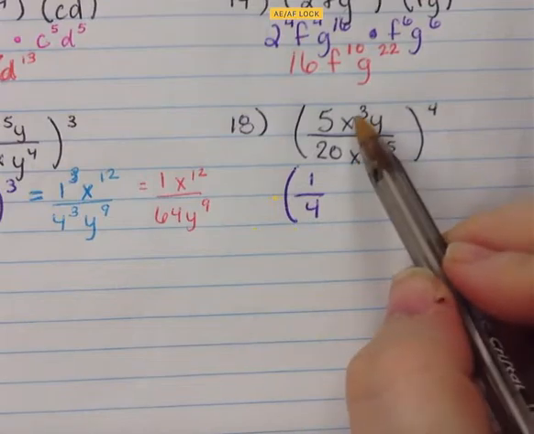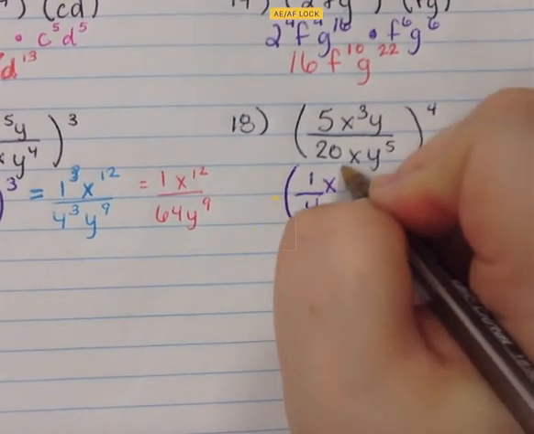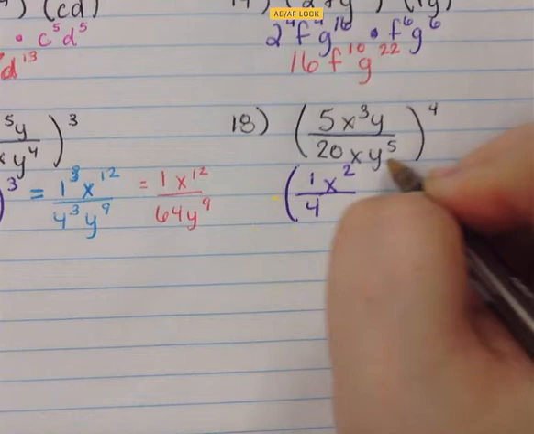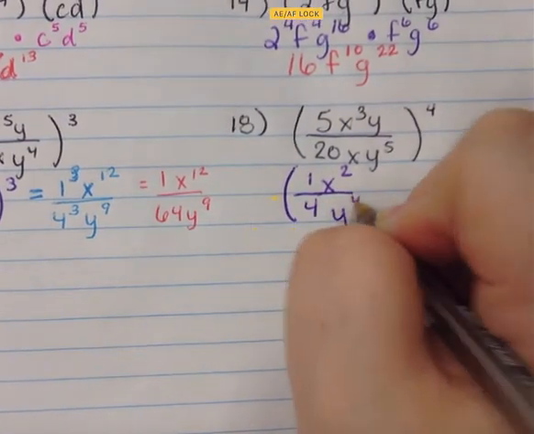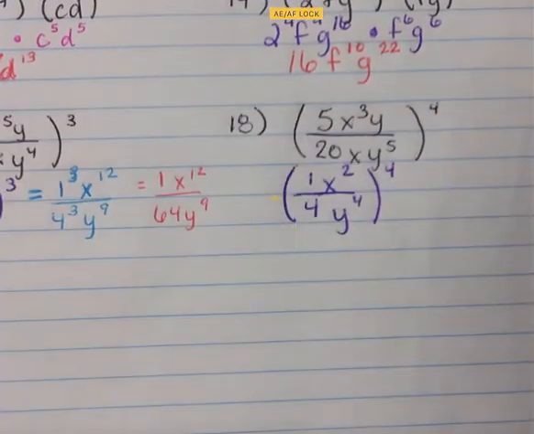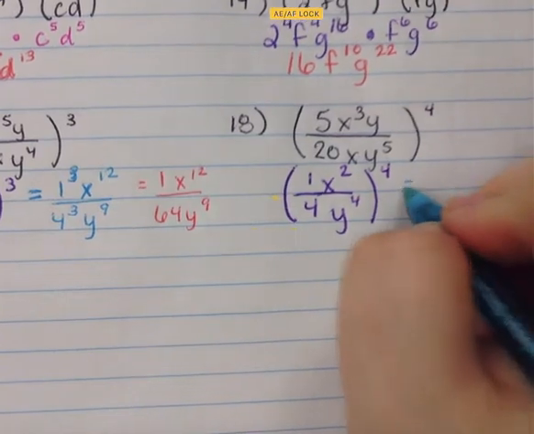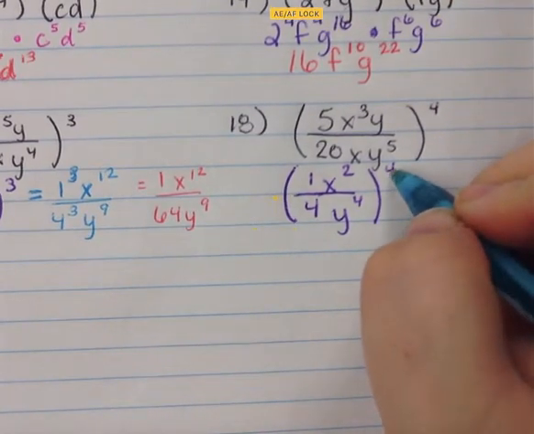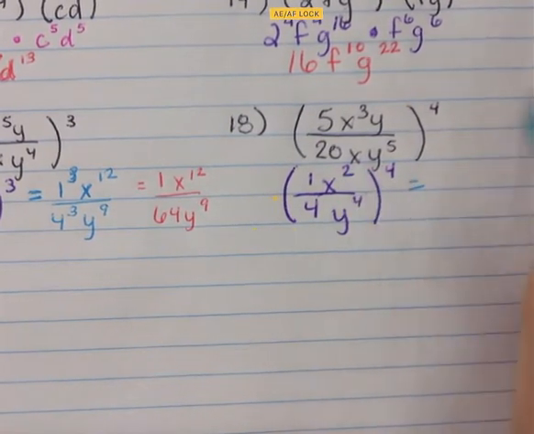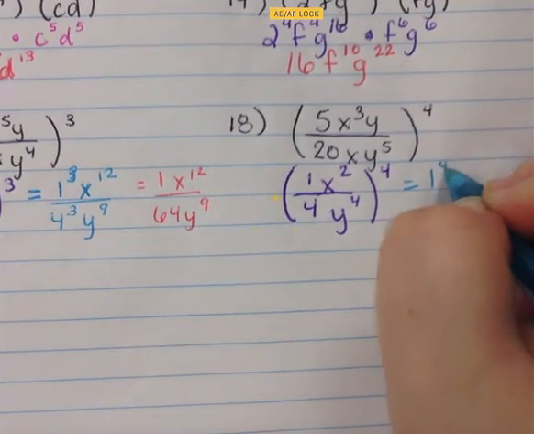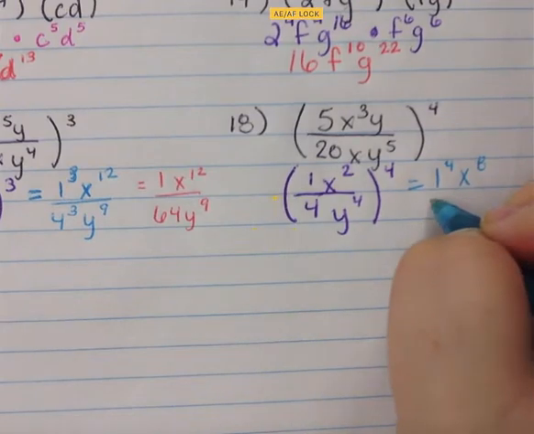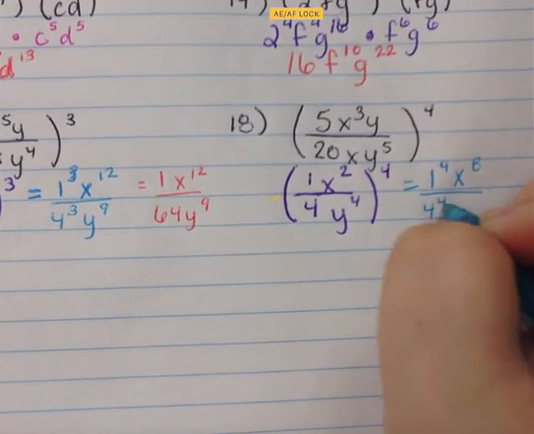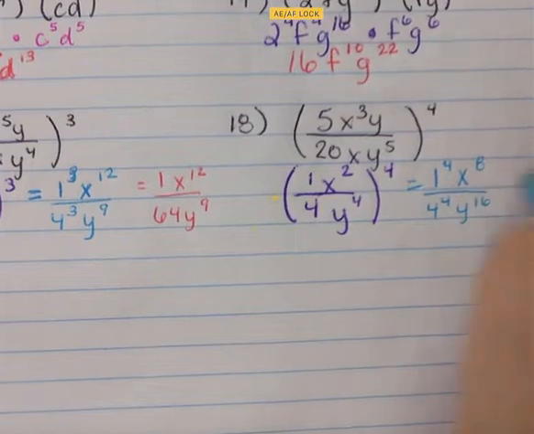X cubed divided by x. X is bigger on top, so it becomes x to the second on top. Y is bigger on the bottom, so I have y on the denominator. 5 minus 1 is 4. All of that raised to the 4th power. So again, in this light blue, we're going to have that 4 is going to be multiplied to every exponent in the problem. So it becomes 1 to the 4th, x to the 8th, all over 4 to the 4th, and y to the 4 times 4 is 16.